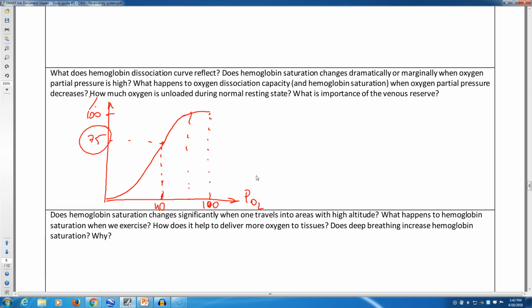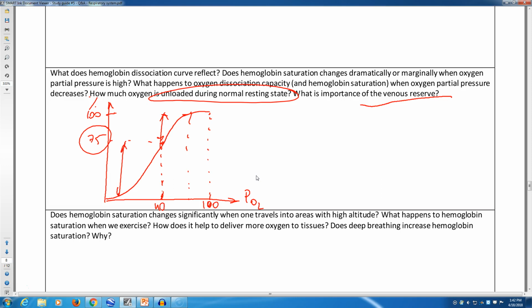So this 25% is unloaded during the normal resting state. So the 75%, we call it how? Venous reserve. So it gives us some depot of oxygen in case of emergency, right? Does that make sense so far?